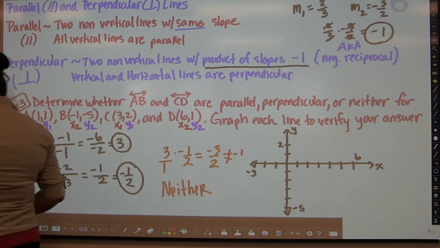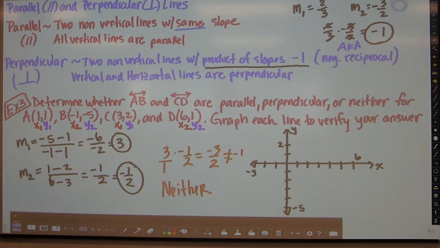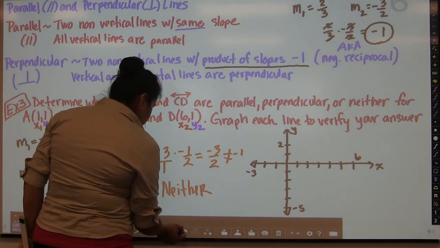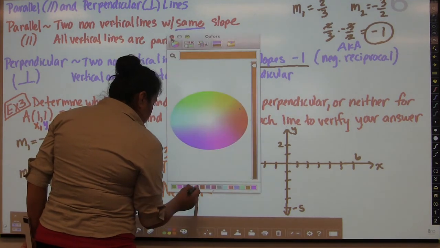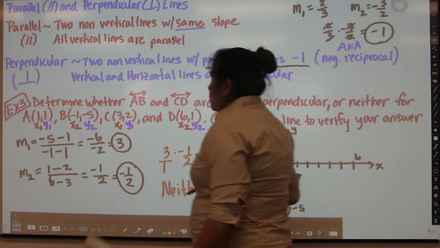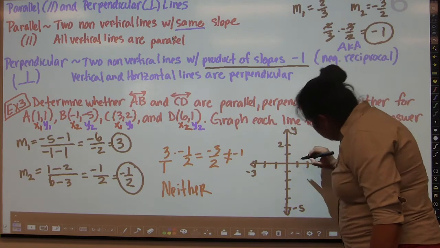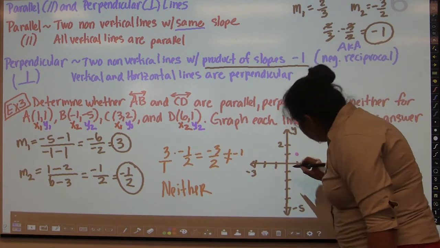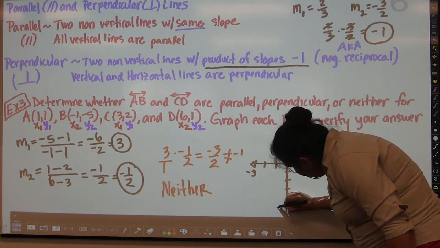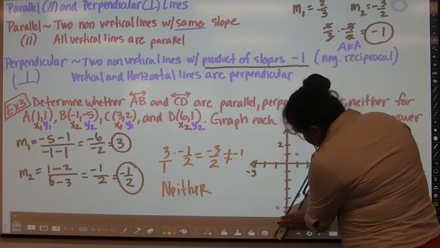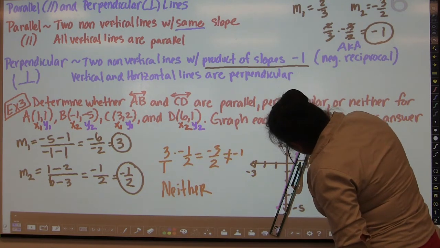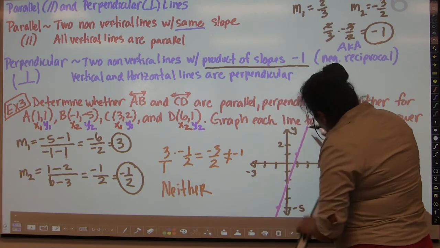And then we are going to graph this so that we can verify our result like they said. So we're just going to take our points. Sorry about that. So we're going to take (1, 1), which is A. Here's (1, 1). And we're going to take (-1, -5). So here's -1 and -5. And we are going to graph this line like so. Nice and easy like that.